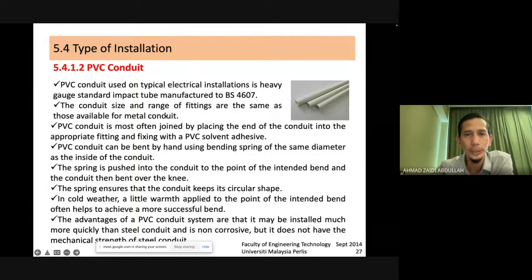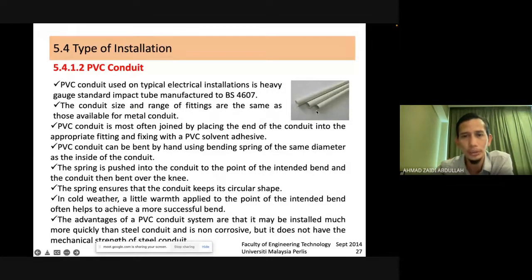Okay, so the size is the same with either PVC or steel. PVC conduit is most often joined by placing the end of the conduit into the appropriate fitting and fixing it with PVC solvent adhesive. PVC conduit can be bent by hand.